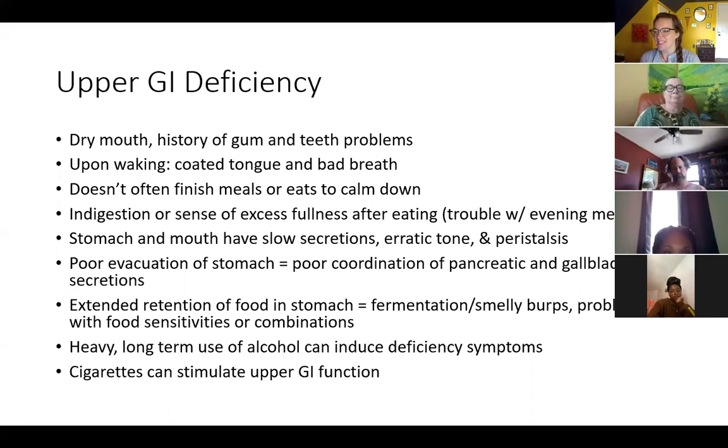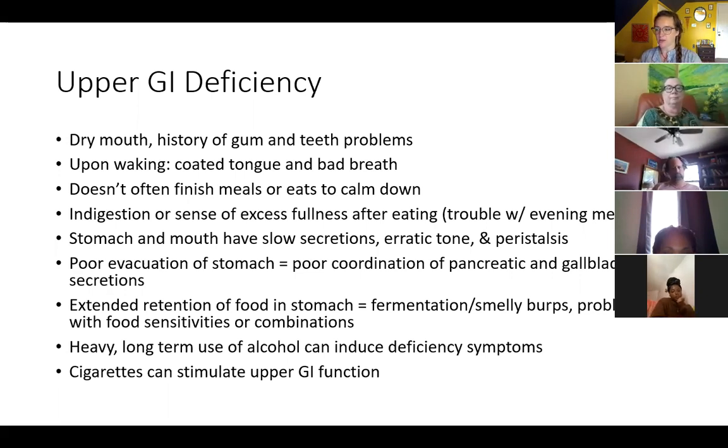So the indigestion or sense of fullness after eating. So this is definitely trouble with evening meals because you have slow excretion in your stomach, and before bed, that's not so good. Stomach and mouth have slow excretions, erratic tone, and peristalsis. So that's slow and irritable esophageal movement. Poor evacuation of stomach means that food stays too long in the stomach.